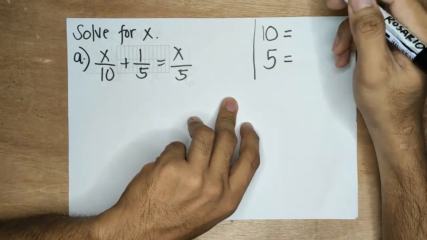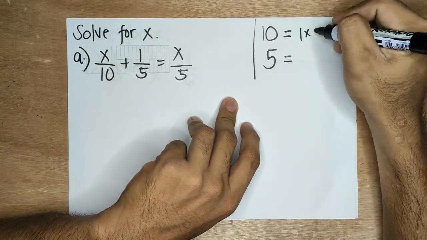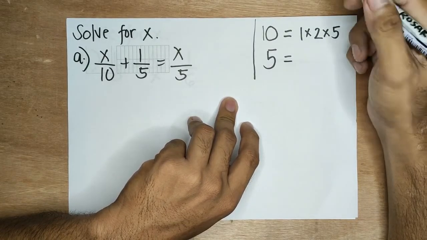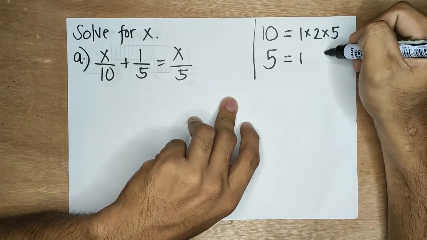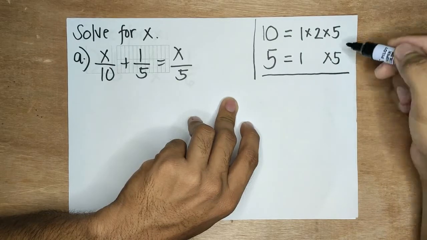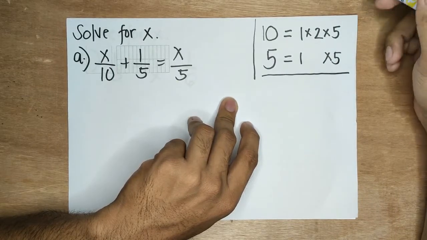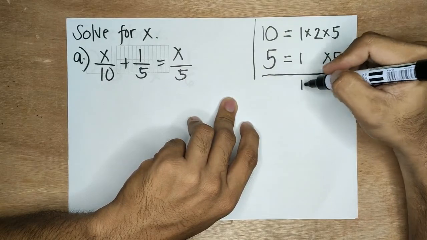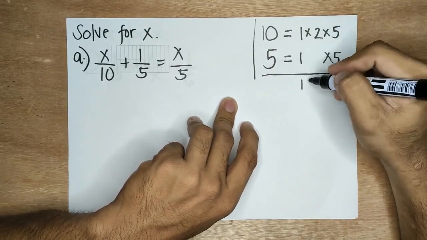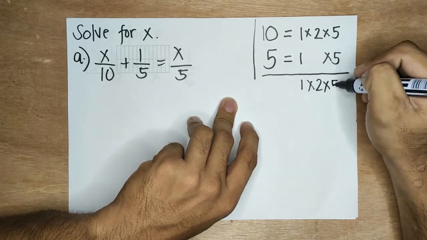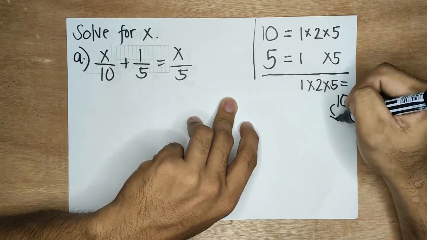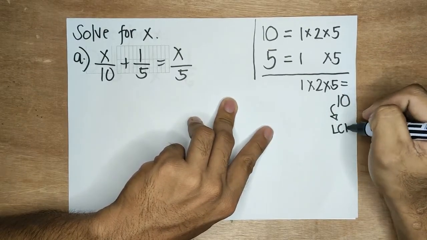The prime factors of 10, we have 1 times 2 times 5. And then the prime factors for 5, we have 1 and 5 only. So as you can see, since may kapareho siya doon sa factor ni 10, pinagtapat ko lang sila. Okay, so we bring down 1. Lahat ng magkakatapat at yung mga walang katapat, we just bring down them once. So 1 times 2 times 5. So we have 10. So this one is the least common denominator.